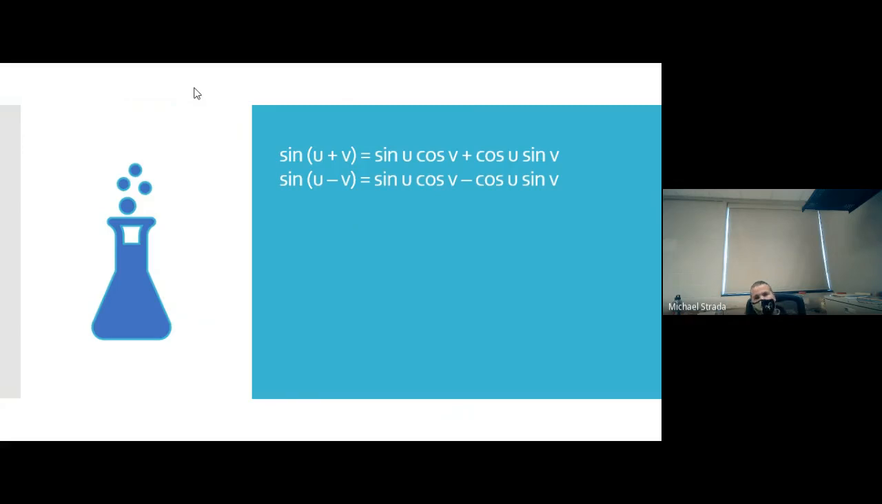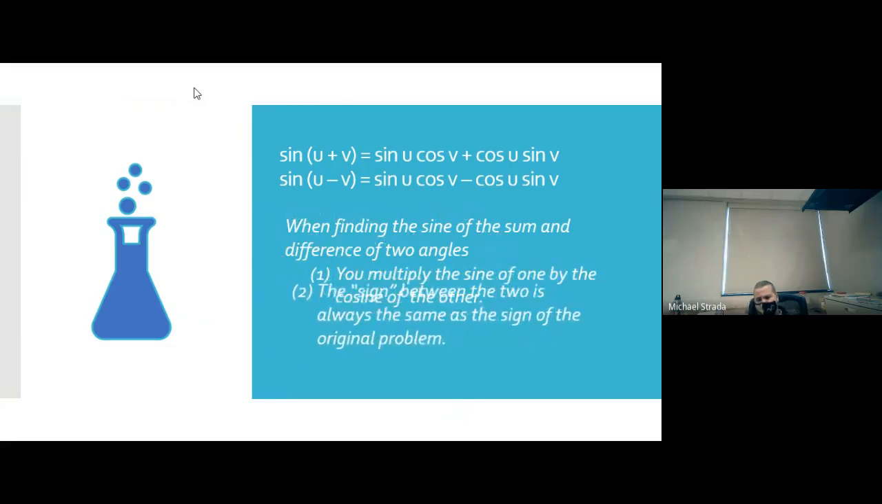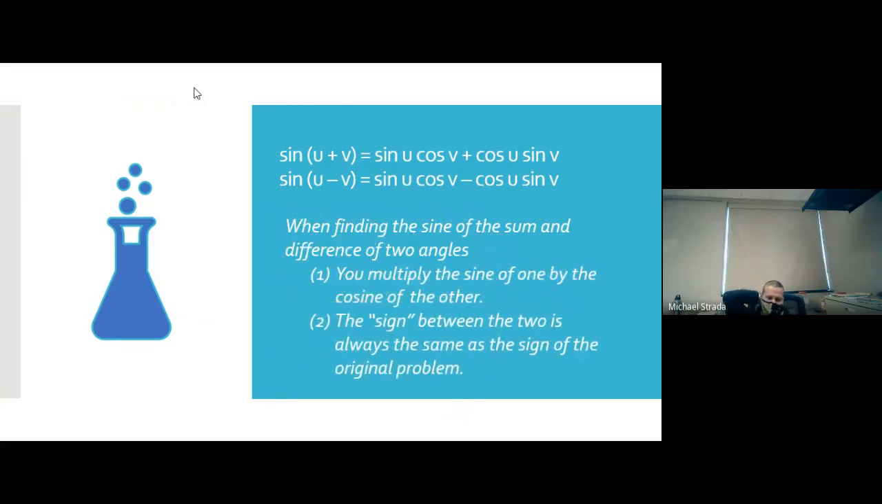All right, and this part you can write down if you want to. It's completely up to you. These are just little things in terms of doing them. When finding the sine of the sum and difference of two angles, you multiply the sine of one by the cosine of the other. The sign between the two is always the same as the sign of the original problem.